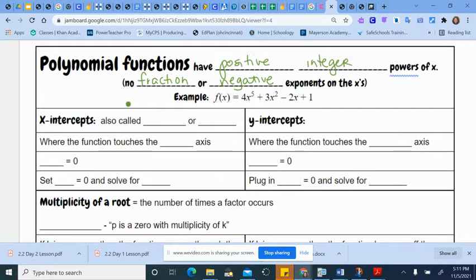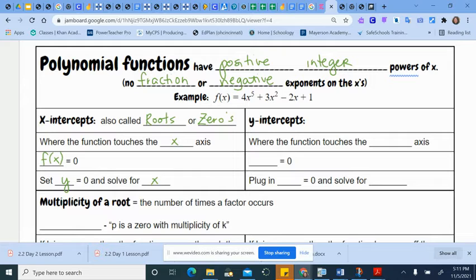And so quadratics are a special type of polynomial, right? So we're talking about a whole bunch of polynomials now. X-intercepts, you'll also hear them called sometimes roots. Sometimes you'll hear them called zeros, because it's where the graph crosses, where it touches the x-axis. And that's where the function equals 0, or the y value equals 0. So to figure it out, you plug in the y, or the function equals 0, and solve for x.